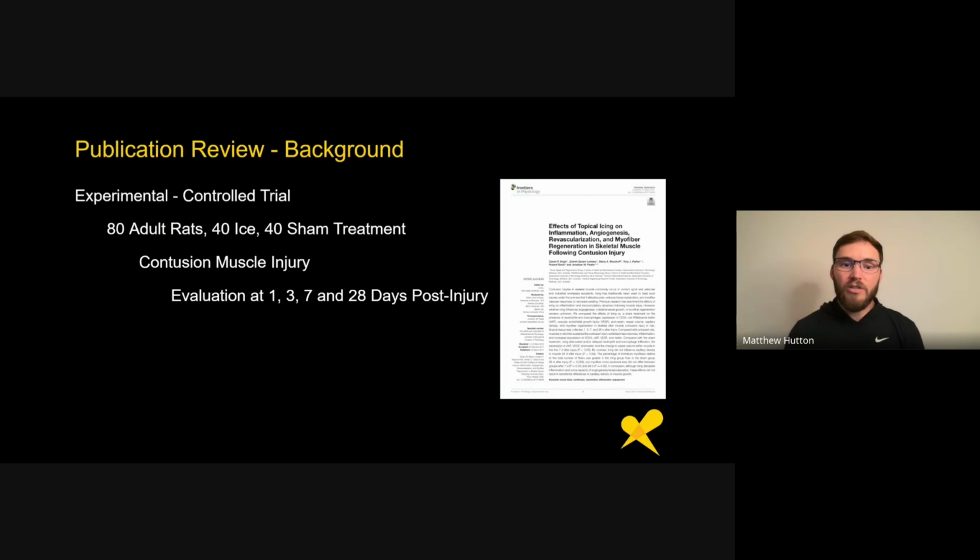So they took 4 different time points. And so they took 10 different rats from each group. 10 of the ice and 10 of the sham were at day 1. 10 of the ice and 10 of the sham at day 3, day 7, and day 28 post-injury. So they were looking at basically the entire timeline of the inflammatory pathway.